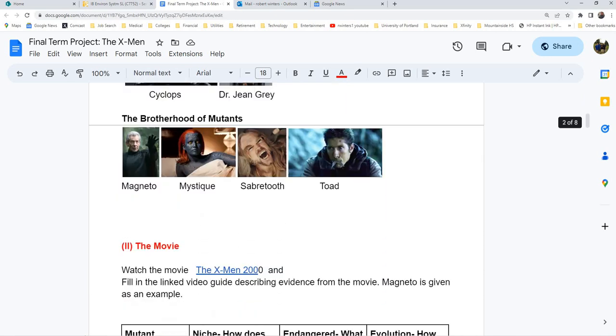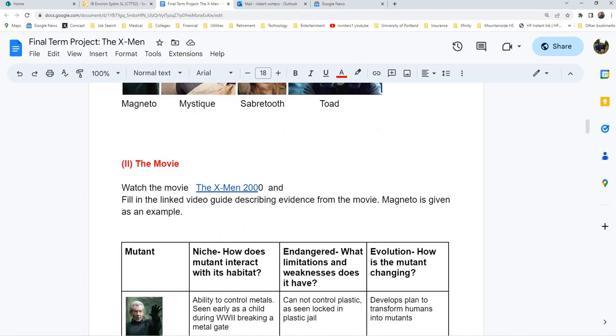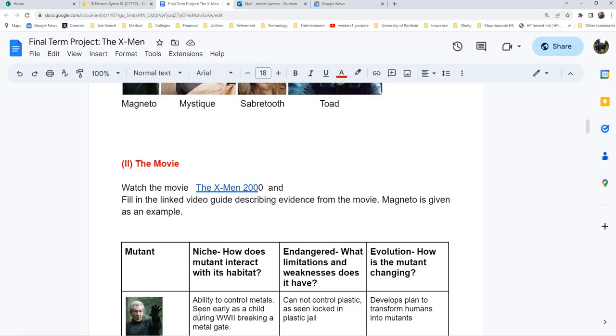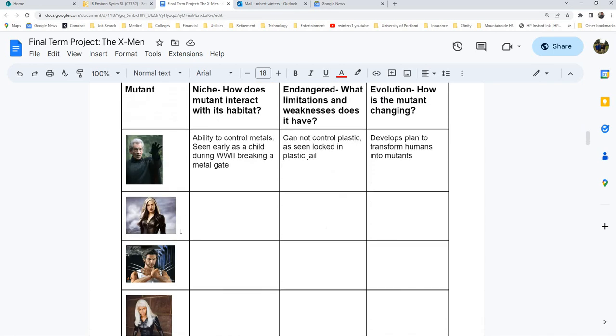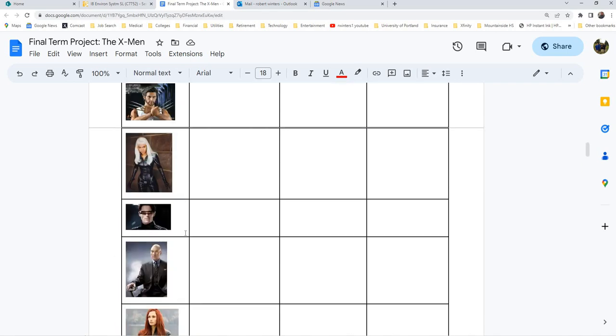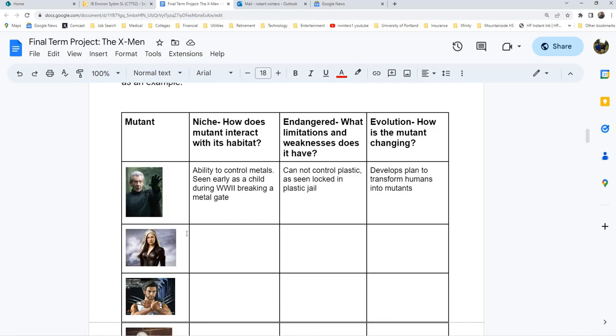Okay. Working on that premise, we're going to go ahead and watch the movie. I have the movie all teed up here for you. It will probably take us about 2 days. It's about an hour and 45 minutes or so to watch this movie. And we're going to take notes while we watch the movie. I have a video guide here, and here are all the mutants I want you to keep track of. You're going to keep notes, trying to use evidence from the movie.